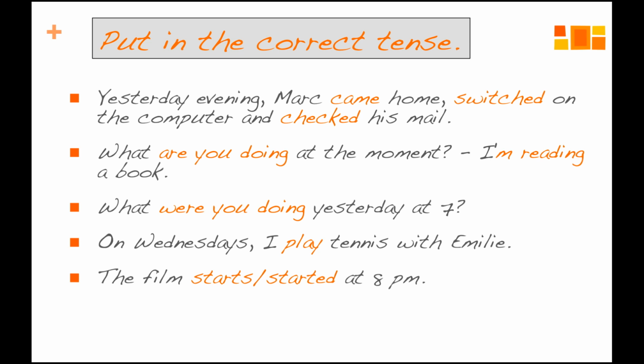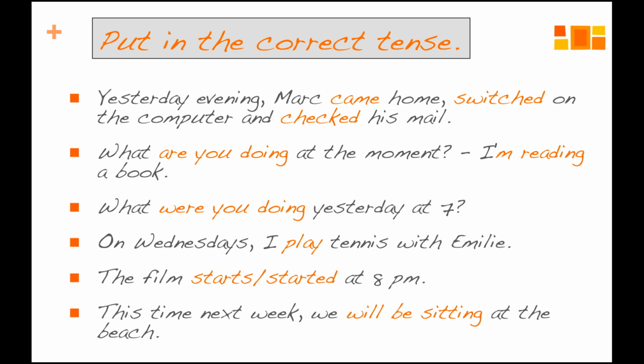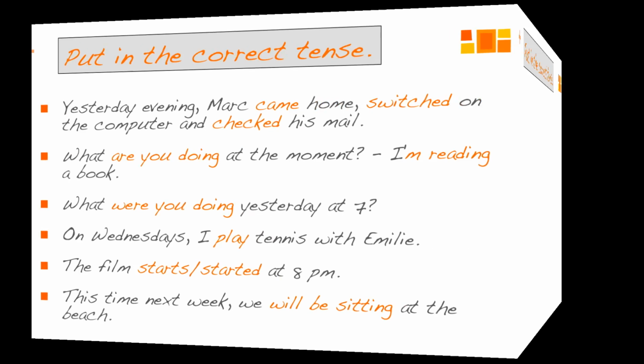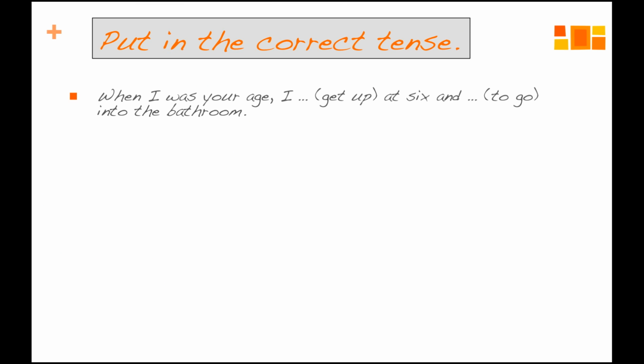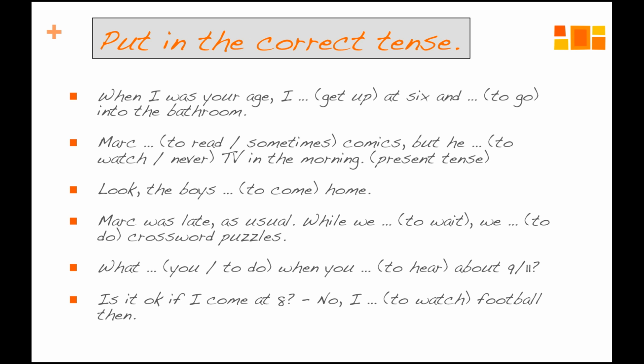The film starts at 8 p.m. would be the timetable present. And of course, you can also say the film started at 8 p.m., but there's no way you can put a progressive form into that sentence. And this time next week, talking about the future, of course, we will be sitting at the beach. Now, at this time, make it 2 o'clock in the afternoon. At 2 o'clock in the afternoon, in a week, we will be in the middle of sitting at the beach. Future continuous.